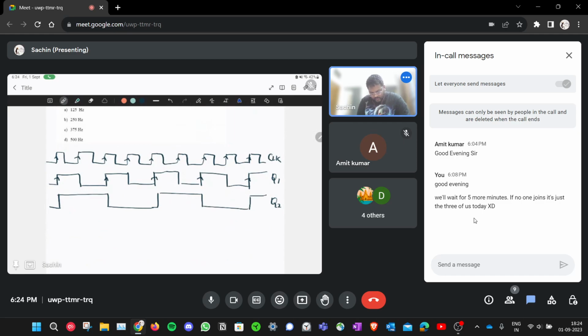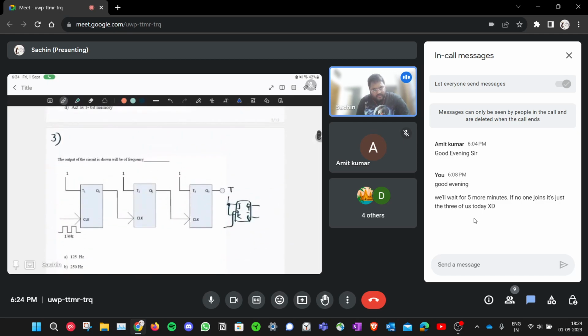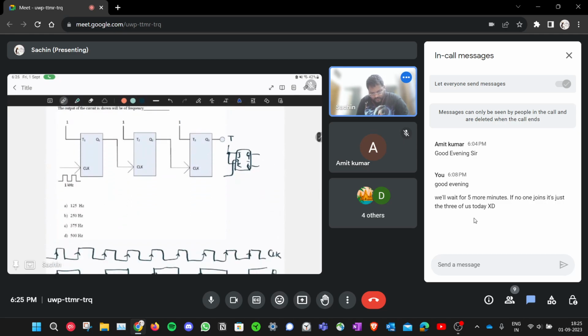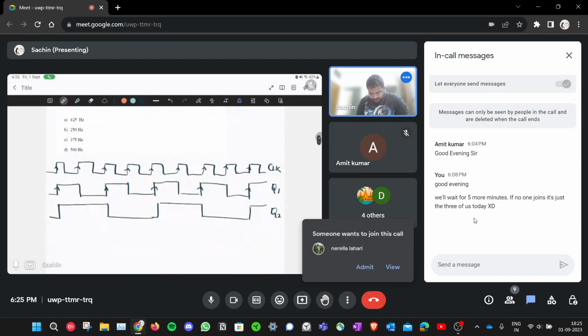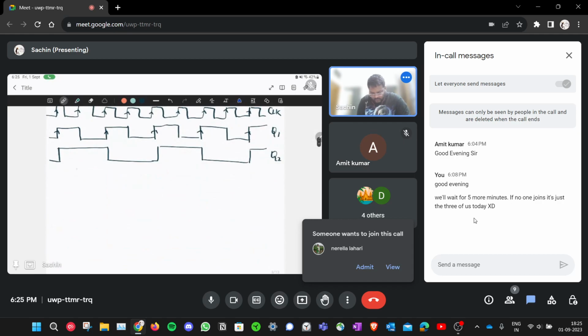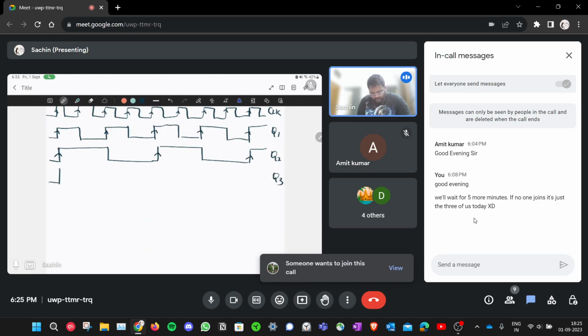Similarly, the output of the second T flip-flop is fed as clock to the third T flip-flop. So this is taken as clock for the next flip-flop. Initially if Q3 was 0, this will go high, and then at the next positive edge it will go low. So Q2 is the clock pulse for Q3.